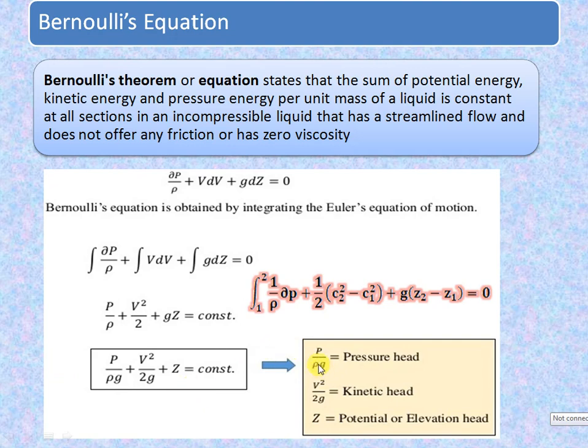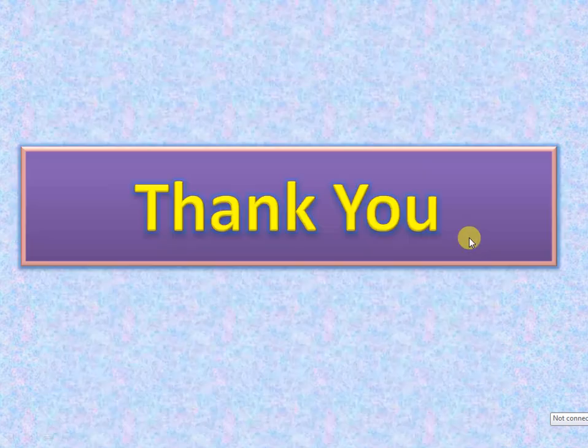The P by rho g is the pressure head value. Its unit is meter. Again, V squared by 2g is the kinetic head or kinetic energy head, and Z is the potential or elevation head. So Bernoulli's equation is an energy equation, and the total energy, that is pressure head energy, velocity head energy and elevation or potential head energy, remains constant.